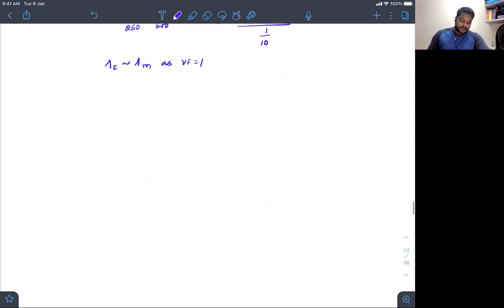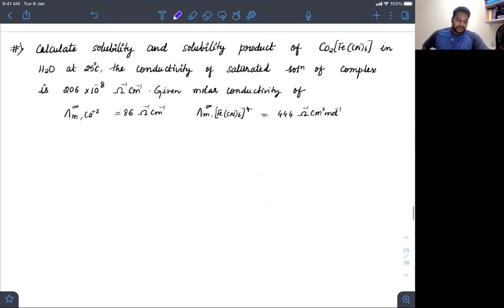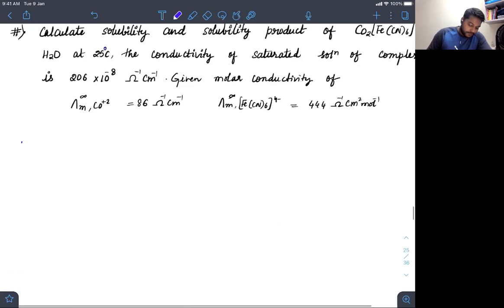Right. So the next question now. Solubility and solubility product of this complex in water, we have to find out, given the conductivity of the solution of this complex is given. Conductivity is kappa. Given molar conductance of Co plus 2 and these are given. Okay. So the first thing I want you to understand one thing better when it comes to sparingly soluble salts.